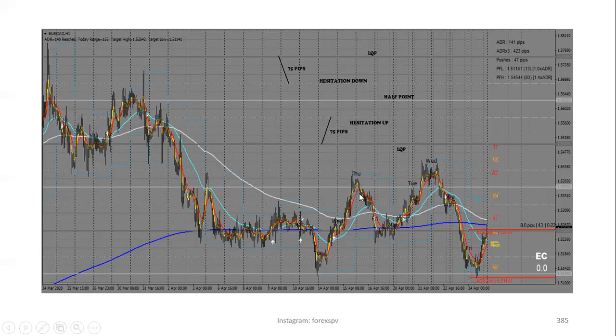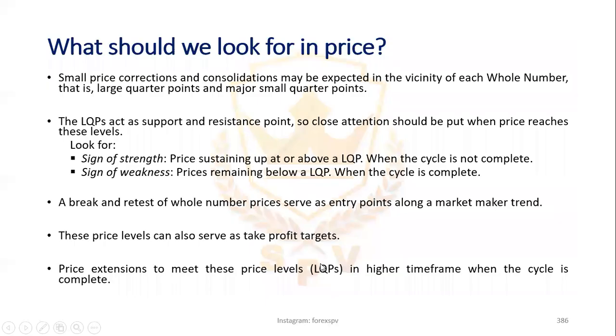Honestly, most of the peaks that occur on the market, you would find them around the station zone or the half point, compared to the large quarter point. It's very rare that you find price forming a peak on the large quarter point, but it's usually around the half point or the station zone. So here we have price reversing around the station zone, and price reversing at the half point.